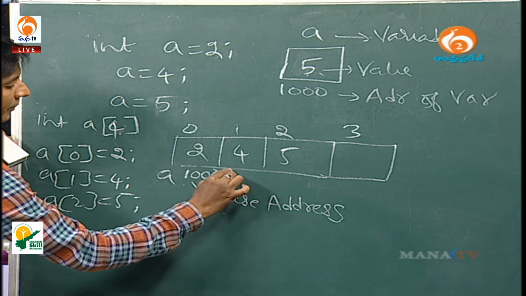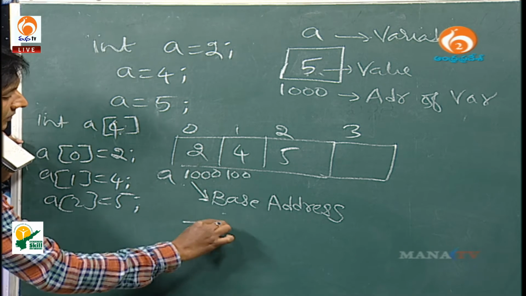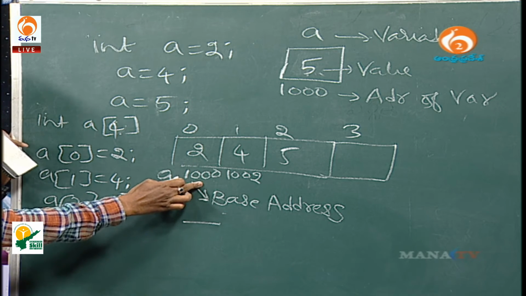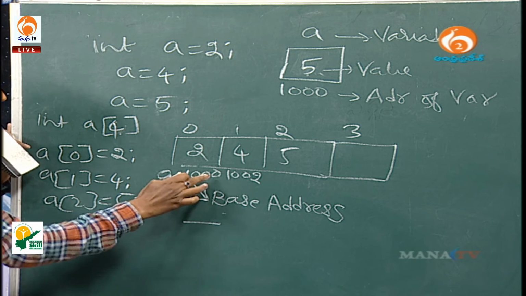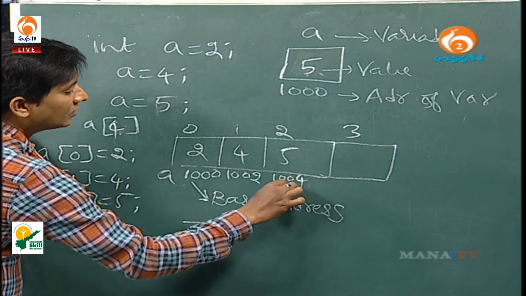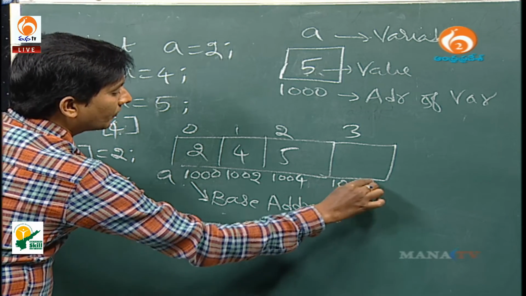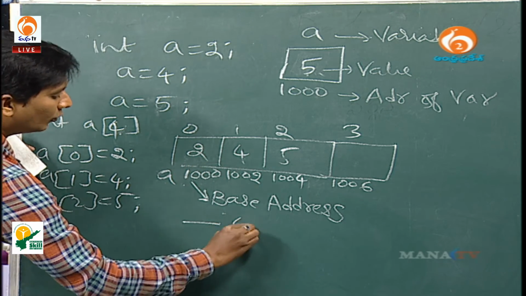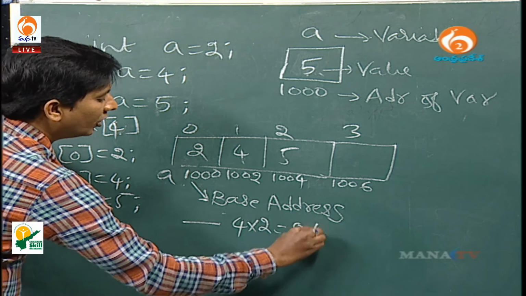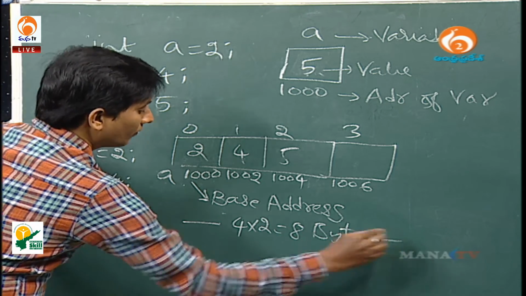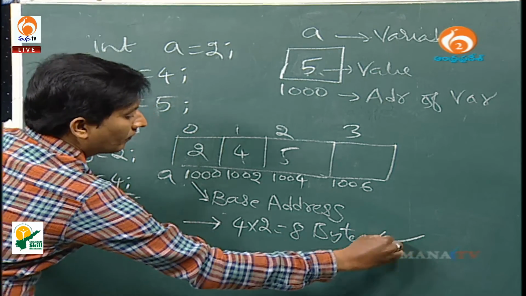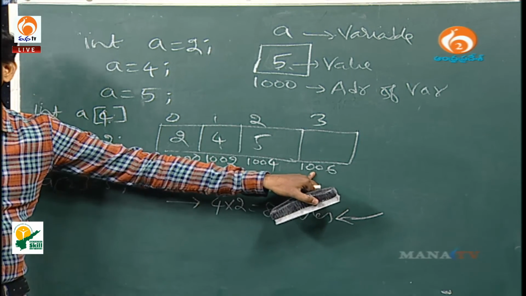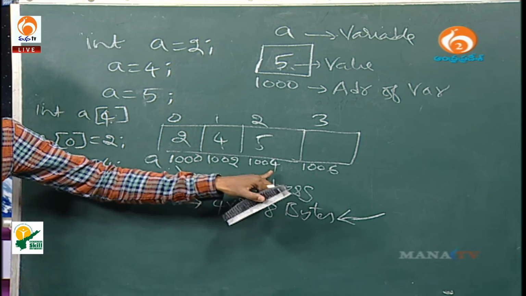Next, because it is an integer, each variable occupies 2 bytes of memory in case of the Windows operating system. Next 1004, next 1006, 2 bytes each, so 4 into 2, 8 bytes of memory are allocated. This is called contiguous memory allocation: 1000, 1002, 1004, 1006.